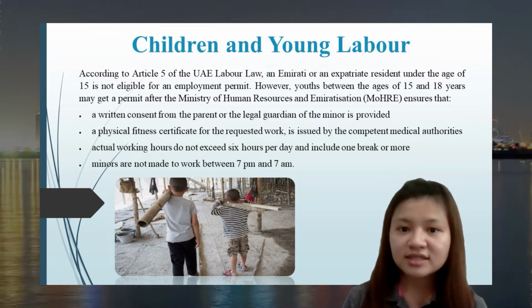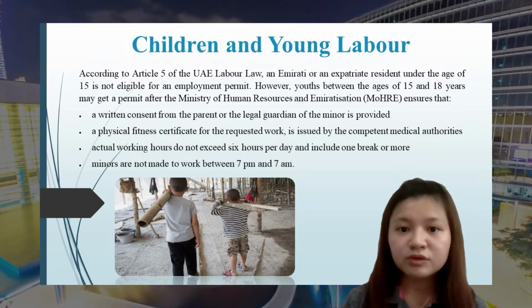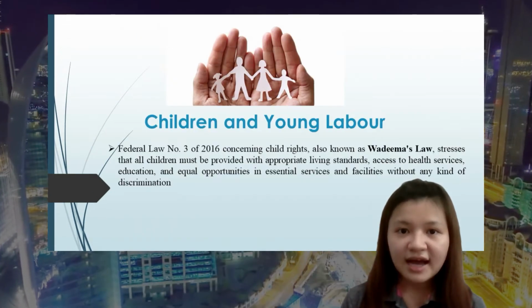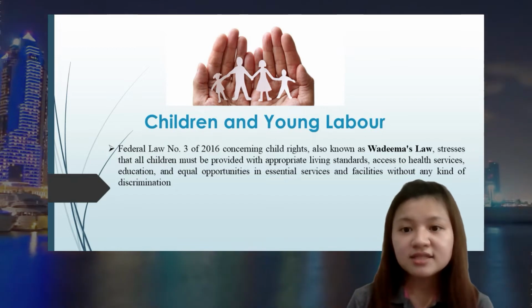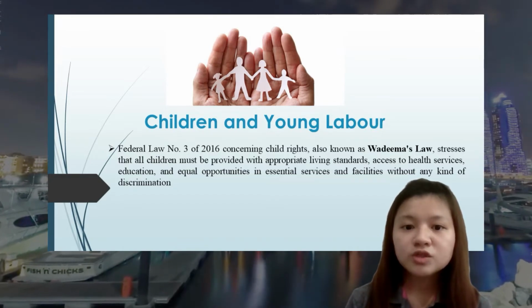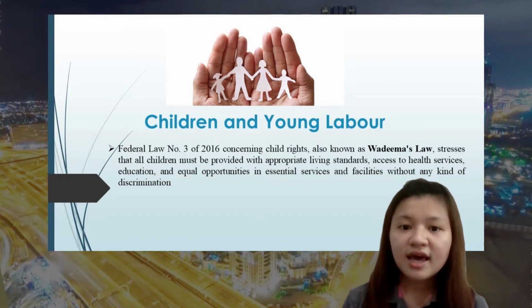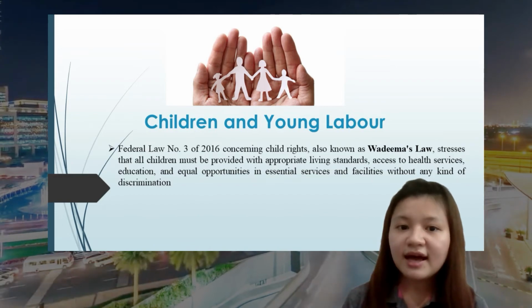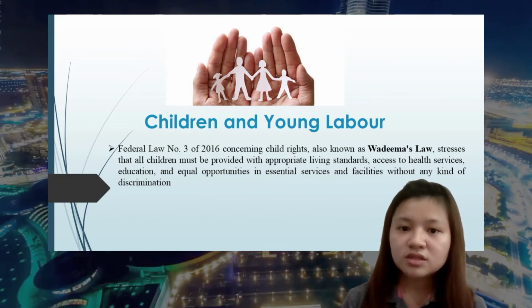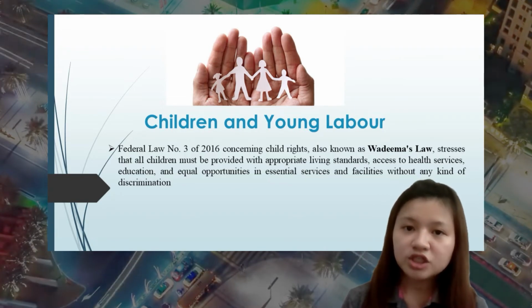Actual working hours do not exceed 6 hours per day and include 1 break or more. Minors are not made to work between 7 p.m. and 7 a.m. Besides, Federal Law Number 3 of 2016 concerning child rights, also known as the Wadeema law, stresses that all children must be provided with an appropriate living standard, access to health service, education, equal opportunity in essential services and facilities without any kind of discrimination. The law protects children against all forms of negligence, exploitation, and physical and psychological abuse.